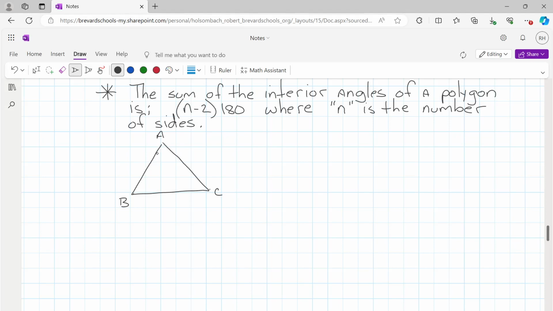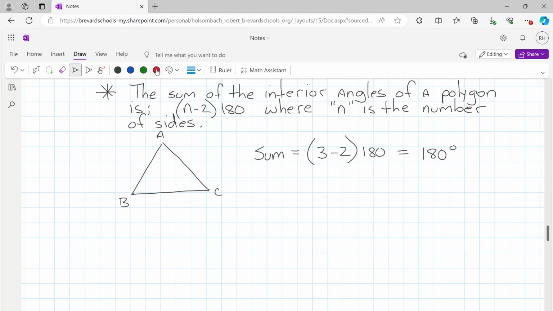So this triangle has 3 sides. So if we were trying to find the sum, it is equal to, we take the n and we replace it with a 3, we subtract 2, and we multiply it by 180. So look what we get. What's 3 minus 2? 1 times 180 equals 180. So the sum of the angles of a triangle is 180 degrees.